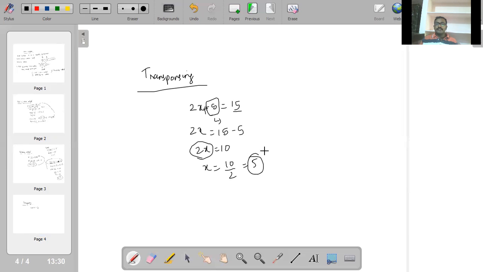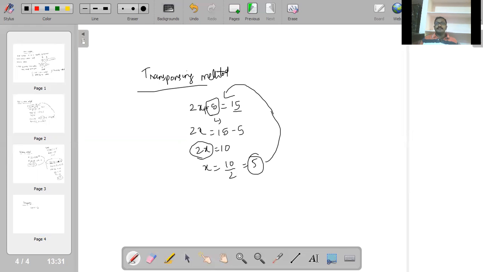You just need to check this. Already in the previous method we got 5. The same value cannot change. The x value will be 5. Now we substitute it over there, and you get the left hand side and right hand side both equal. Then x equals 5 is the solution of this equation. I hope you understand this. So this is about the transposing method.